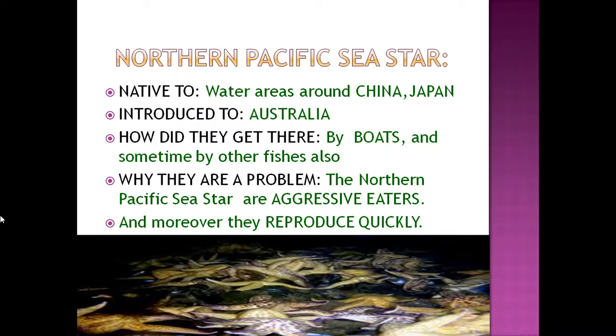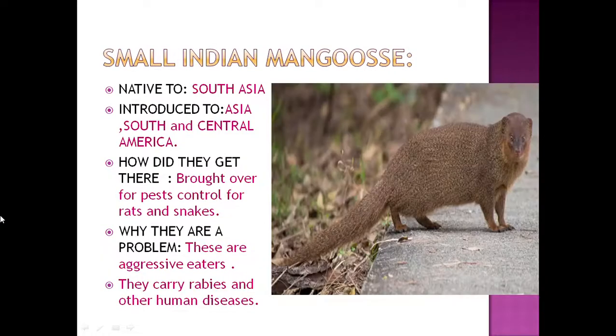The second example is the Northern Pacific sea star. They are native to China and Japan. They were introduced to Australia. They came by boats and sometimes by other fishes. The problem they created is they are aggressive eaters and they also reproduce very quickly. The third example is the small Indian mongoose.